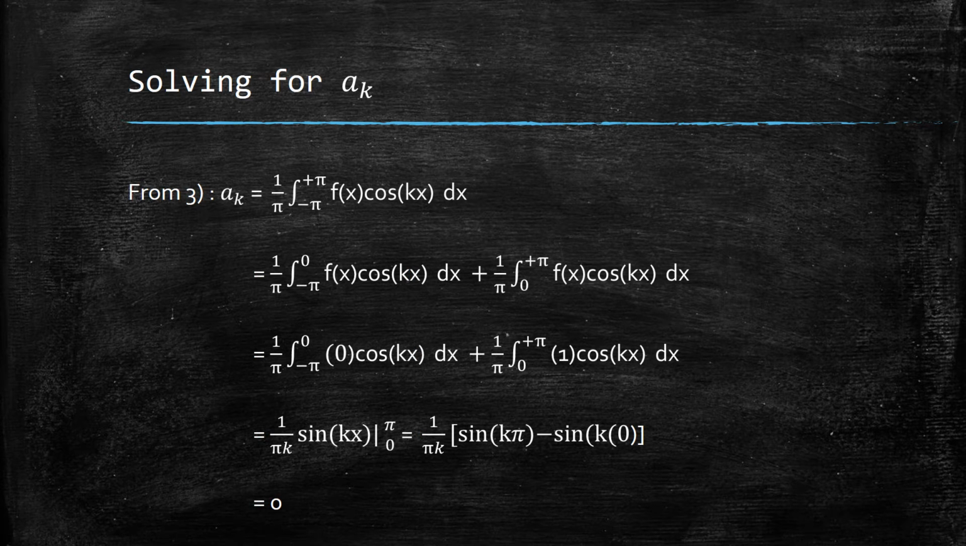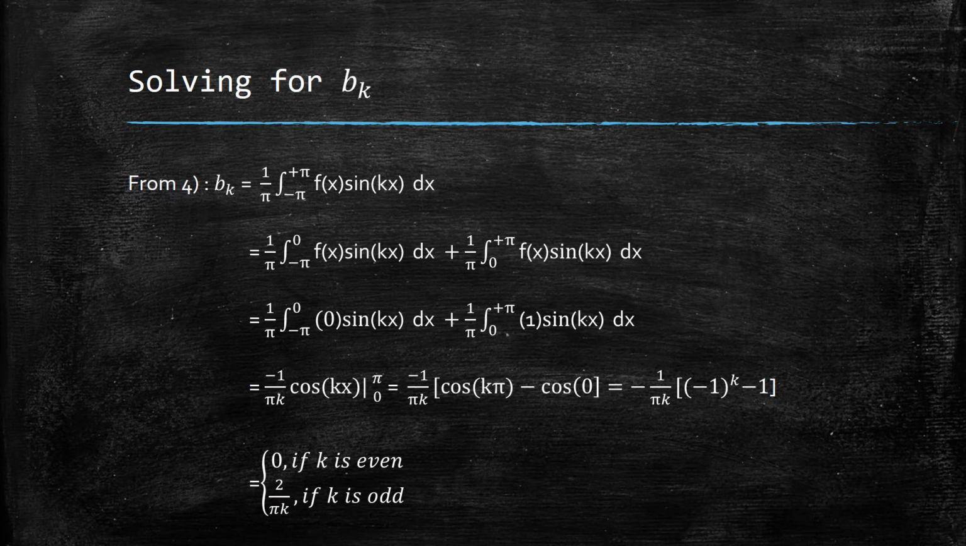Similarly, we must solve for a sub k. From equation 3, we have ak is equal to 1 over pi times the integral from negative pi to positive pi of f of x cos kx. Once again, we split the integrand in two, from negative pi to 0 and from 0 to pi. The values of f of x can then be substituted into the series approximation formula, equal to 0 from negative pi to 0 and 1 from 0 to pi. Solving the integrals leaves a sub k equal to 0.